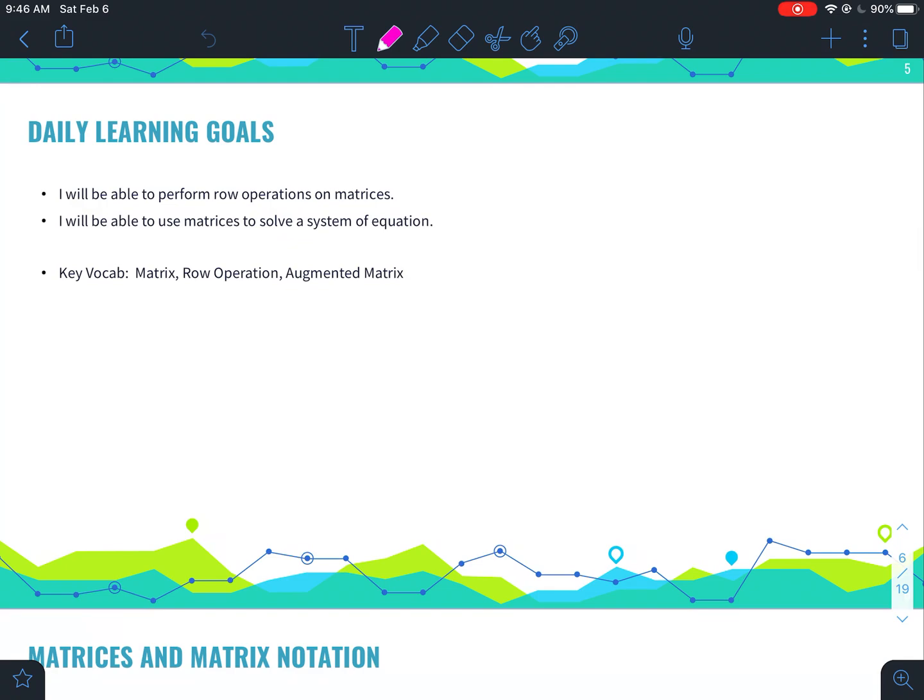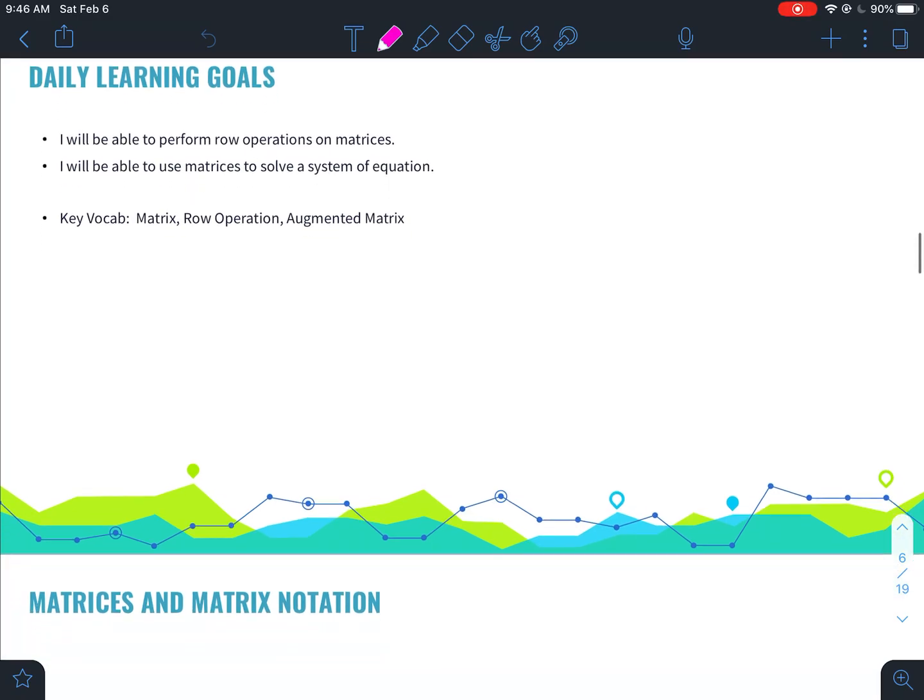So today we are going to talk about another way to solve systems of equations, and this is going to be using something called matrices. We are going to learn how to perform row operations on matrices and then how to use those row operations to solve a system of equations in two variables or multiple variables.